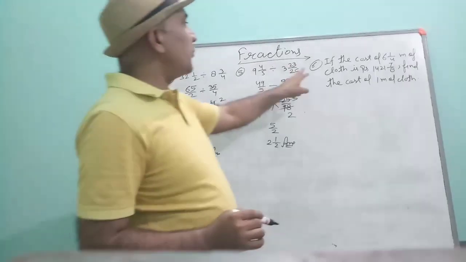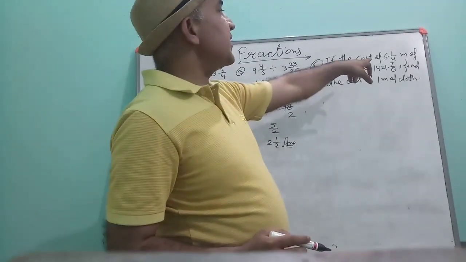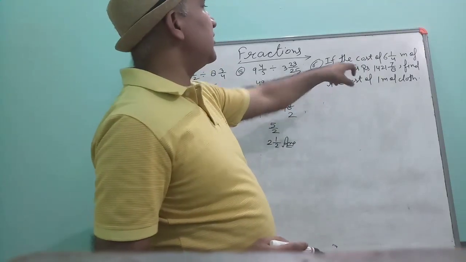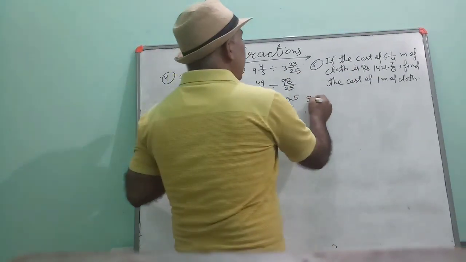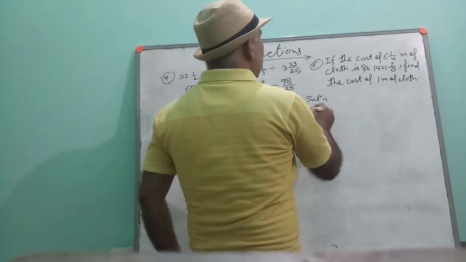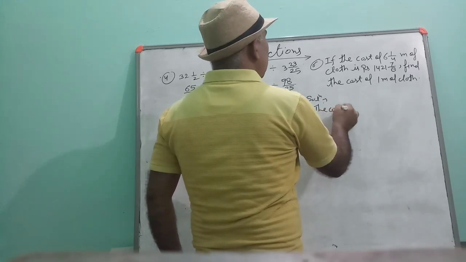Okay? Now see the word problem. The cost of 6 into 1 by 4 meter of cloth is rupees that. So how will you write the statement?